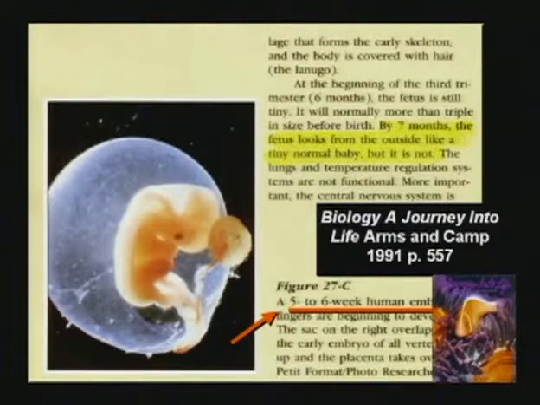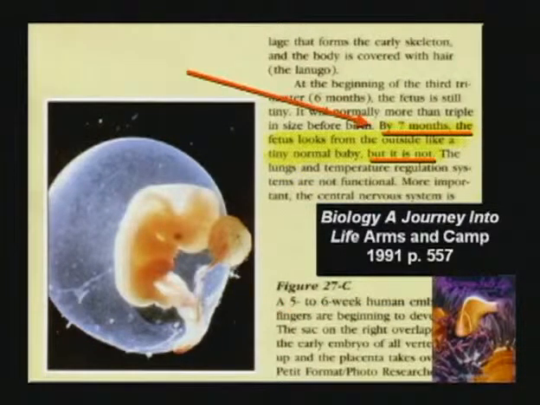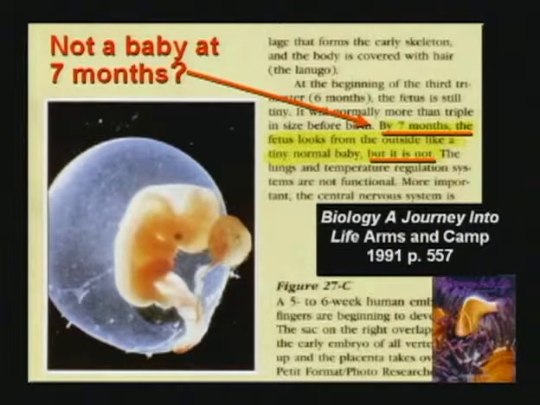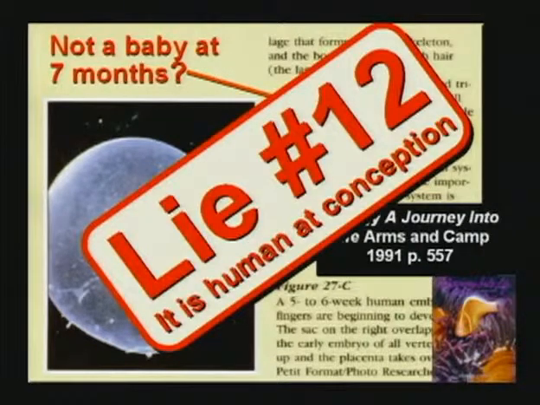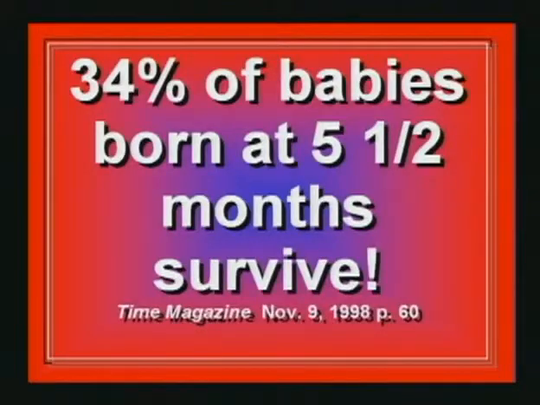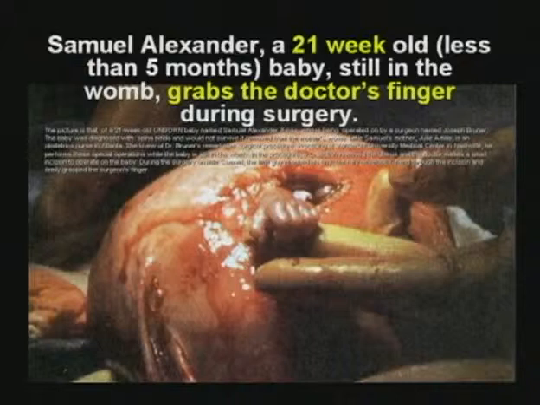This one shows a 5 to 6 week embryo, and it says by 7 months the fetus looks from the outside like a tiny normal baby, but it's not. It's not a baby at 7 months. Hello, that's a lie. It's a human at conception. 34% of babies born at 5.5 months will survive. One lady had surgery on her baby before it was born. Cut the mother open, cut the uterus open, and the baby's holding the doctor's finger at 5 months along.